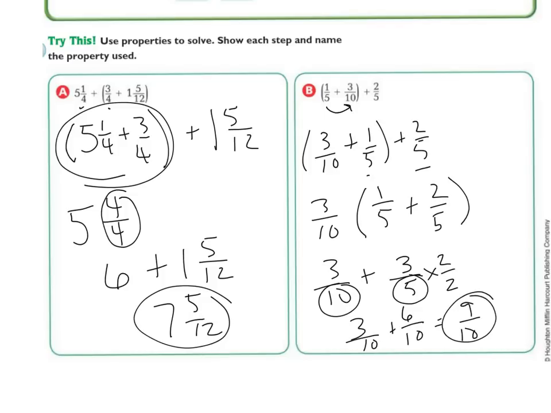And there's your answer. Okay, I want you to do the rest of them on your own. You can work with a partner or meet me on the carpet. If you have any questions, good luck.